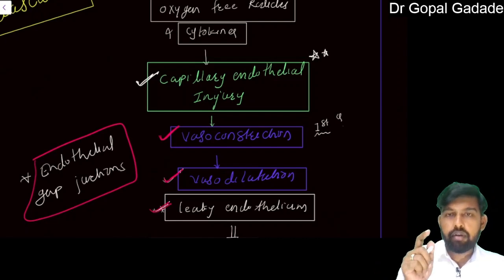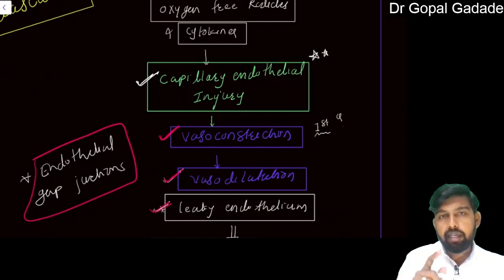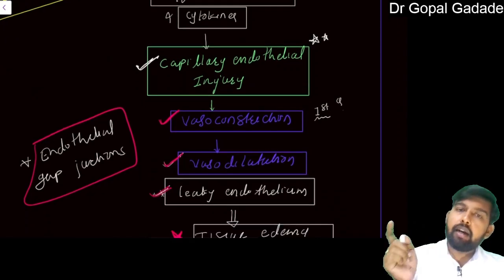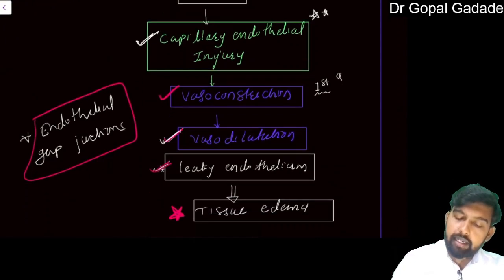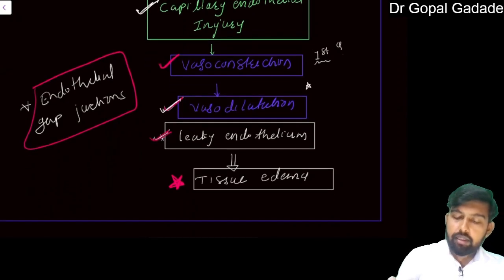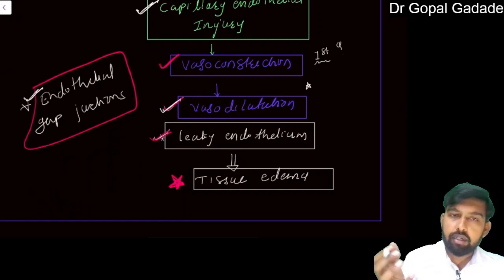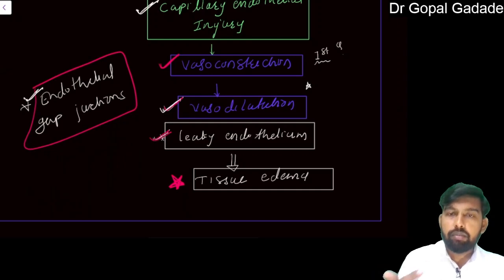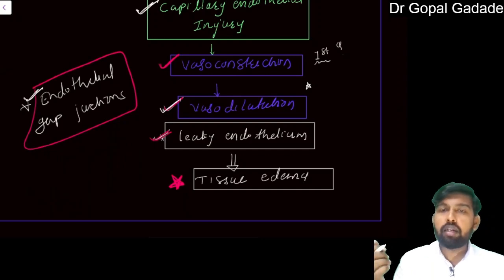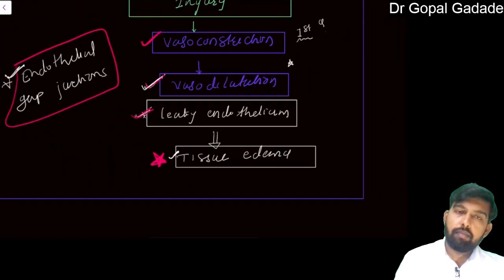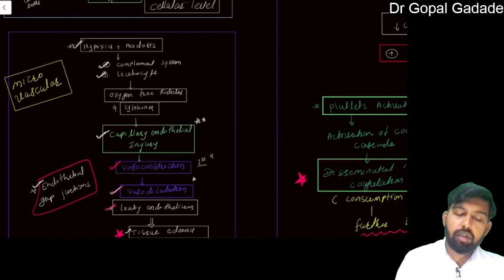Initially, as we have learned in the chapter of wound healing, after injury or a trauma, the initial response by the endothelial cell is reflex vasoconstriction and ultimately it leads to vasodilatation. Because of the vasodilatation, there is a formation of the leaky endothelium, or a formation of the endothelial gap junction, which causes a release of the fluid from the intravascular compartment into the extravascular compartment, and which ultimately leads to the formation of the tissue edema. So this is the pathophysiology at the microvascular level.